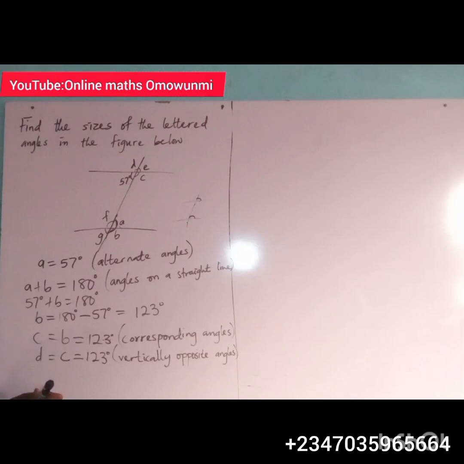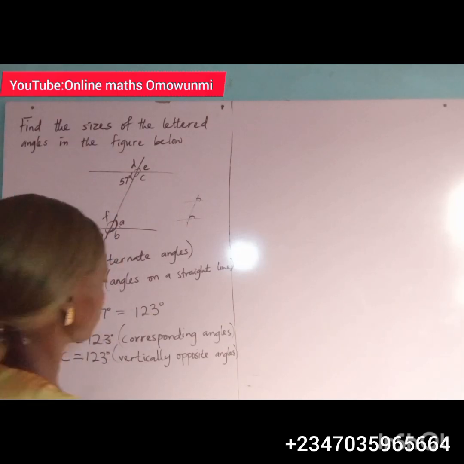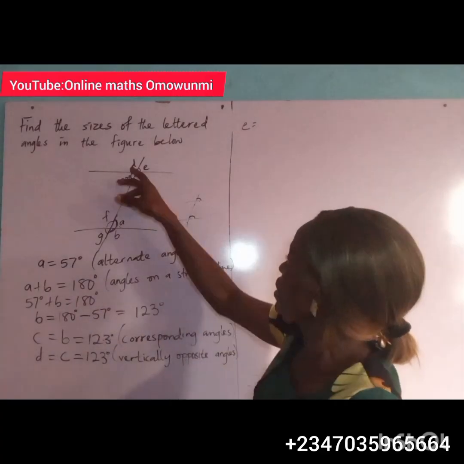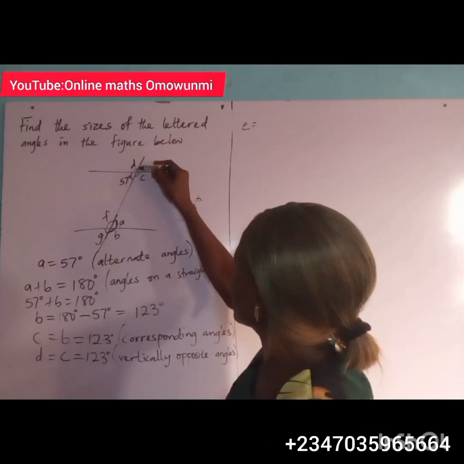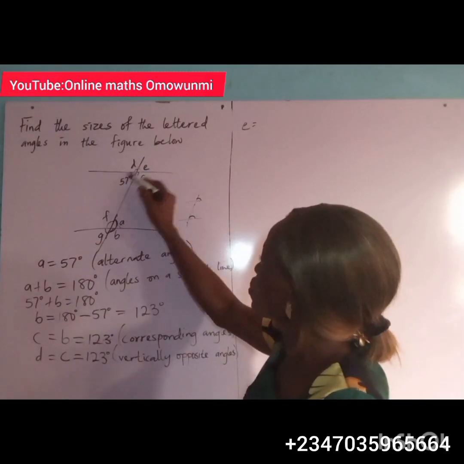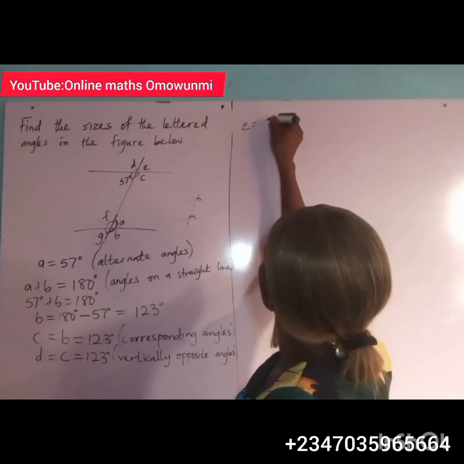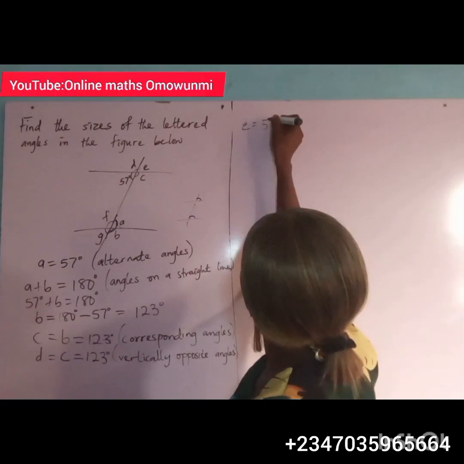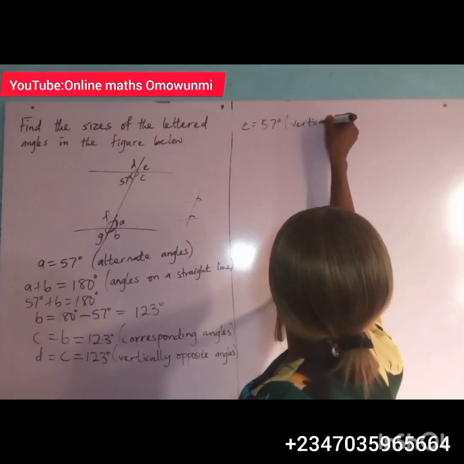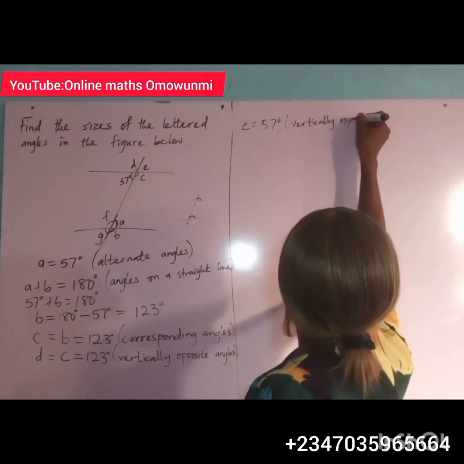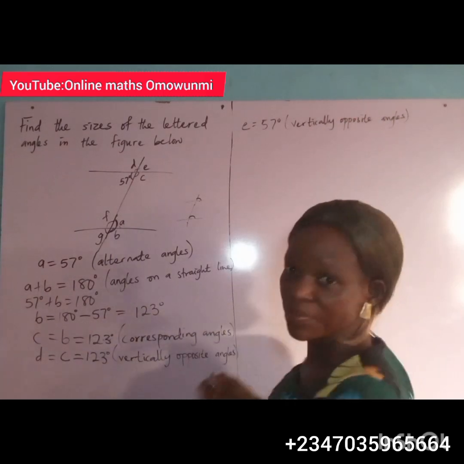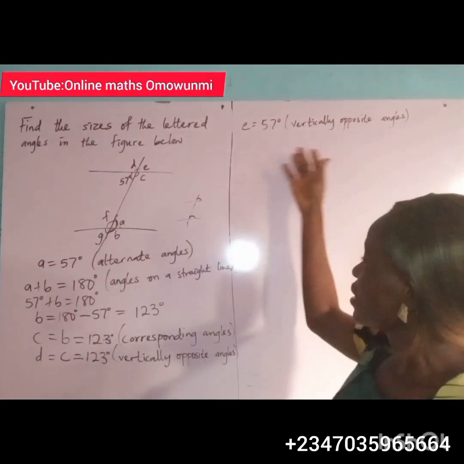Now, after finding our D, it is E that we are looking for. Our E, you can see that your D and E, they are on a straight line. Your E and C, they are on a straight line. You can also say E is equal to 57 degrees, and our reason is also vertically opposite angles. Hope you are getting it. Now let's go to the next.